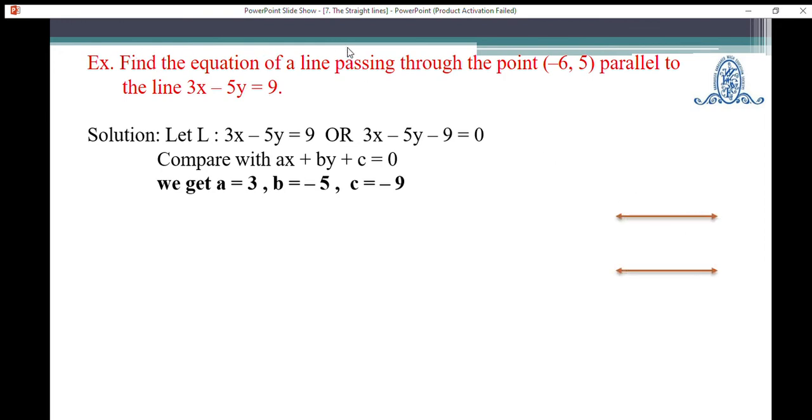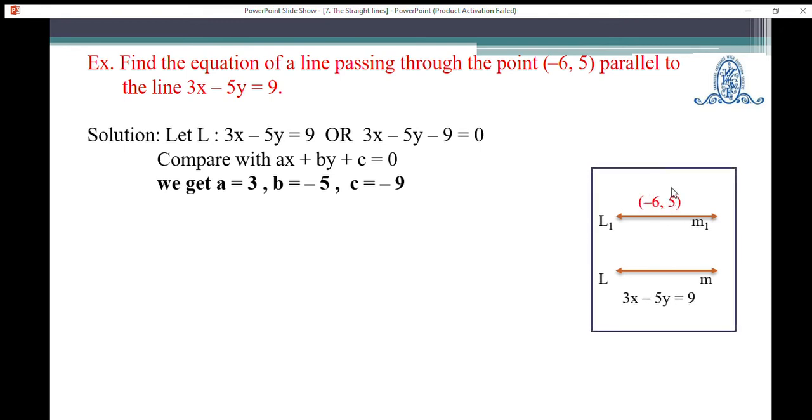Find the equation of line passing through the point. So this is your point minus 6 comma 5 through which your required line L1 passes. This is your line L1 which passes through the point minus 6 comma 5. The given line 3x minus 5y equal to 9 is parallel to L1. Now the condition of parallel lines is what we have to use here. Okay.